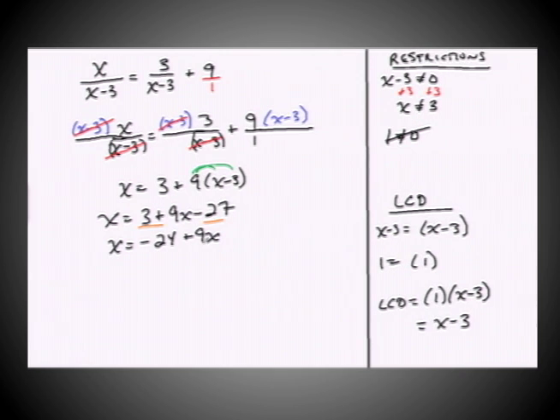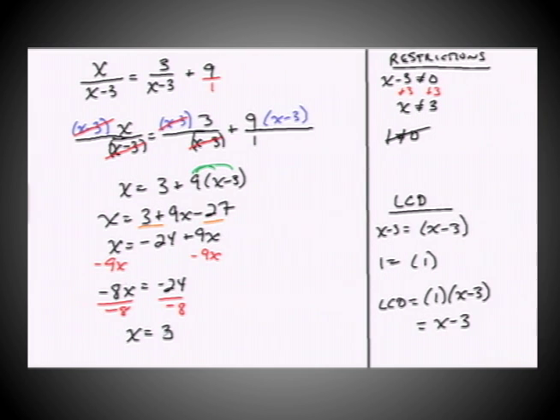I'm going to subtract 9x from both sides to gather my variable terms on the left-hand side. And that gives negative 8x equals negative 24. Divide both sides by negative 8. And my result is x equals 3.